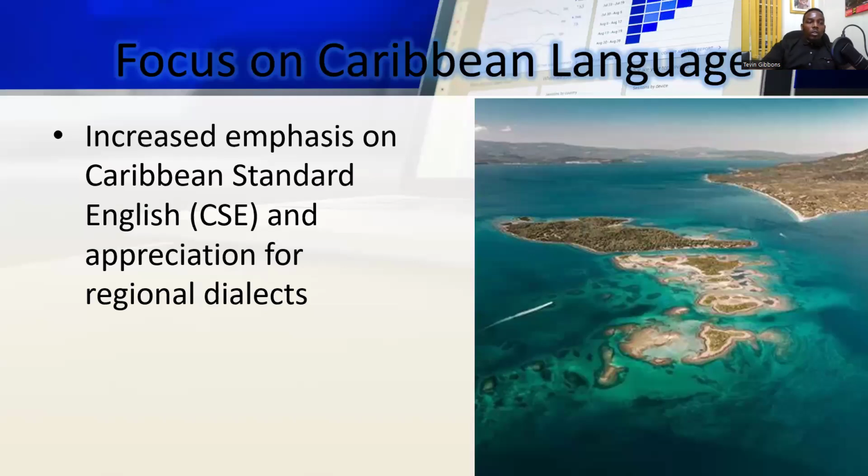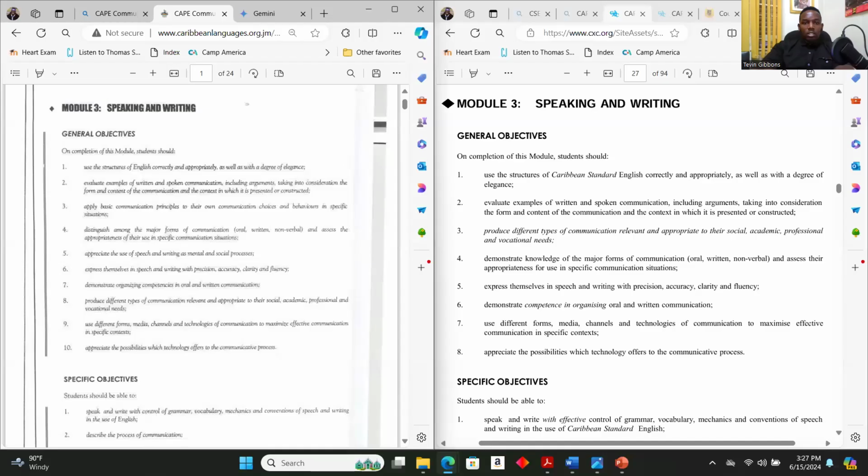Okay, now let's dive into the modifications addressing students' needs. The first one we're looking at is that there's been focus on Caribbean language. Increased emphasis on Caribbean Standard English and appreciation for regional dialects could empower students and validate their linguistic identity.